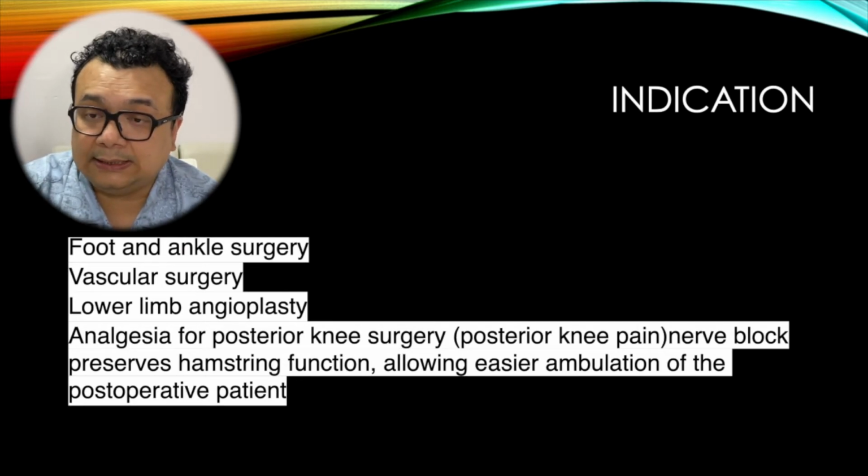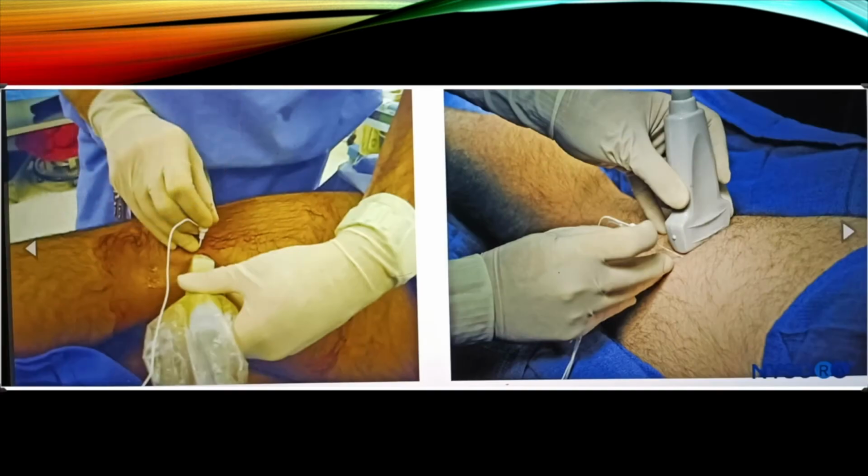That's the indication. So how to give? There are a few ways of giving popliteal sciatic. Either the patient can be in prone, or in lateral, and some people use a technique whereby the patient is in supine, and they support the knee, sometimes we can put a pillow there to support your knee.